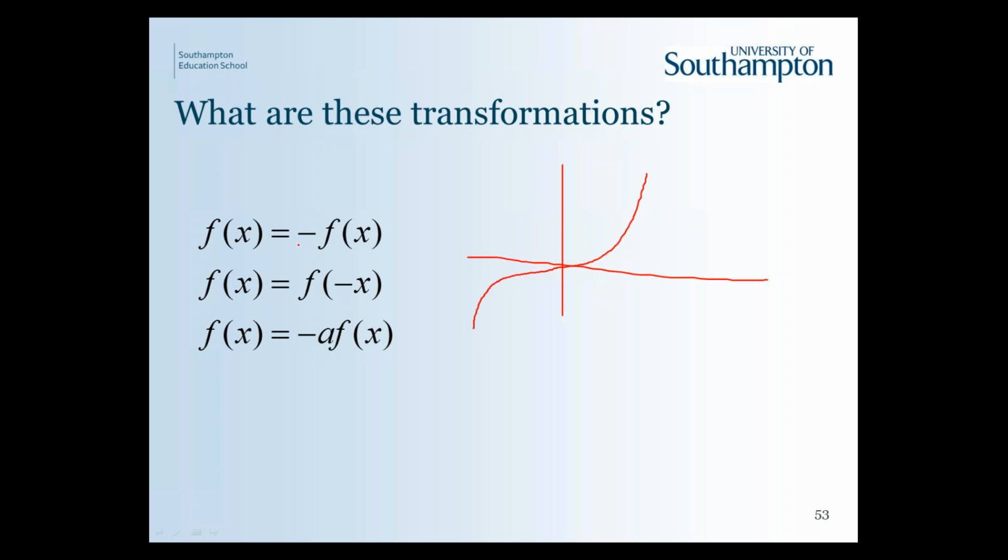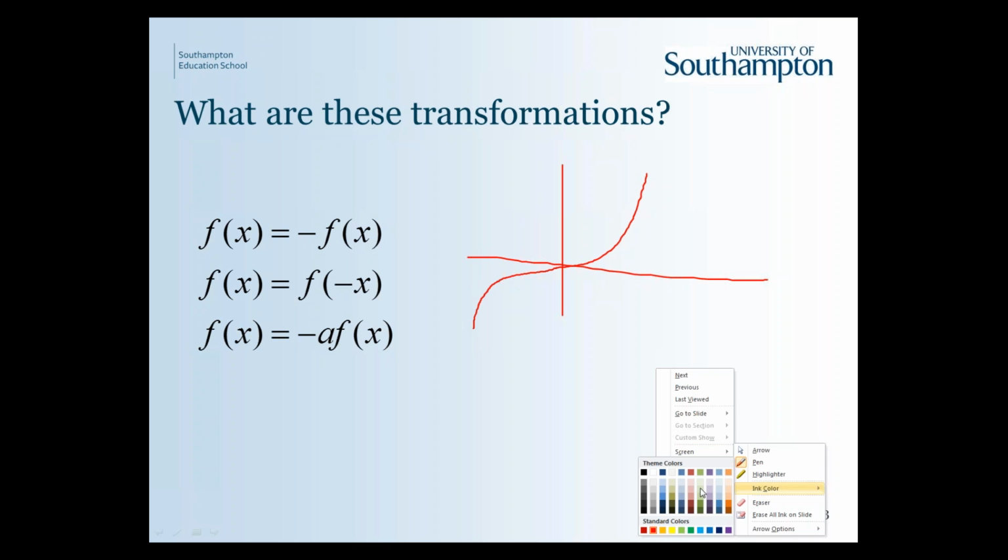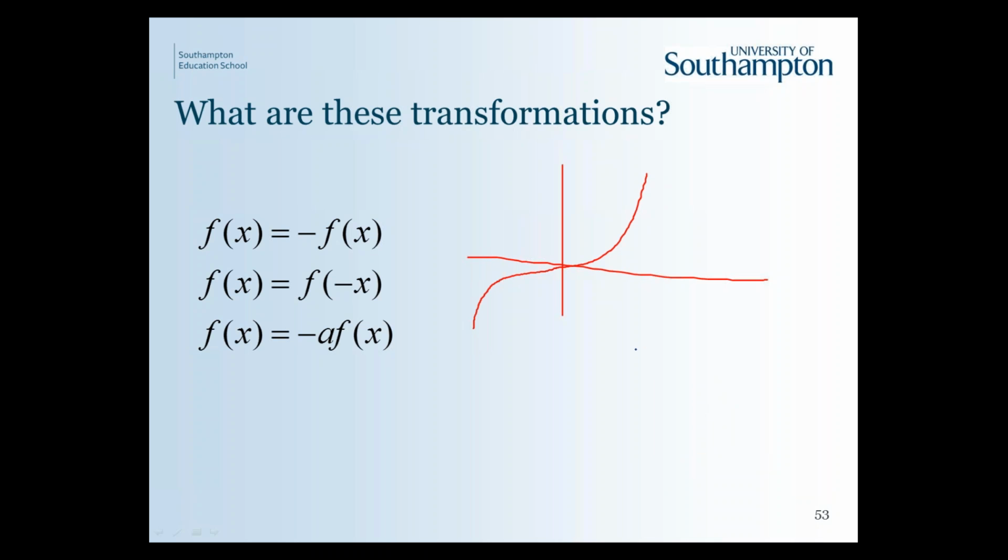If I've got a negative sign, it's on the outside of the whole function. So it makes every y value negative. So that y value will be down there then. So it's a reflection in the x-axis.